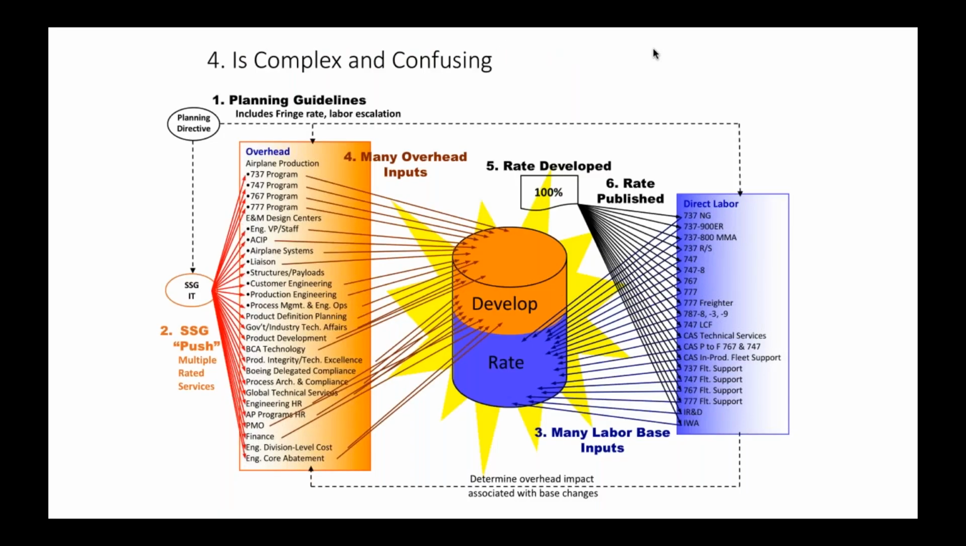The complexity and the confusion of a traditional management accounting system primarily is around setting rates, labor rates and overhead rates and inputs and reporting. Again, this is a slide from Boeing and gives you examples of how many overhead rates that they set for different programs and how many direct labor rates they had. And the management and the maintenance of the rates is really a full-time job for a lot of people in companies.